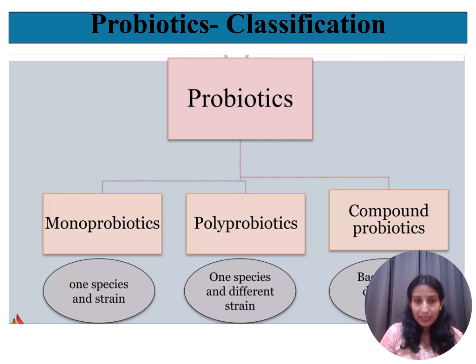The probiotics are classified as monoprobiotics, which are made up of one species and one strain; polyprobiotics, which are made up of one species but different strains; and compound probiotics, which are made up of different bacterial genera.